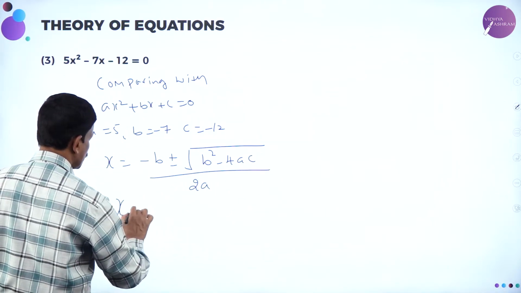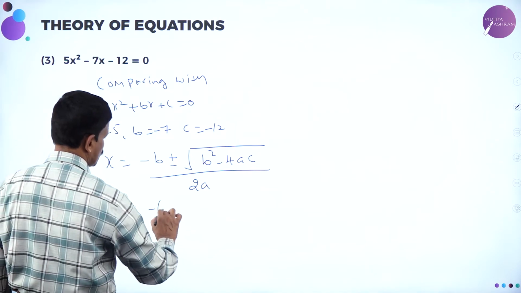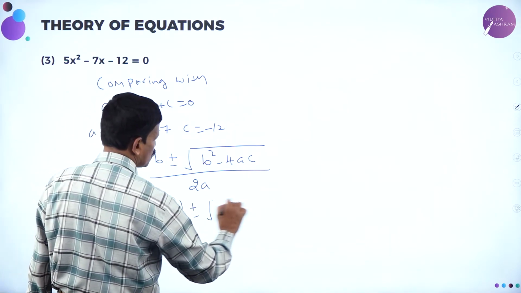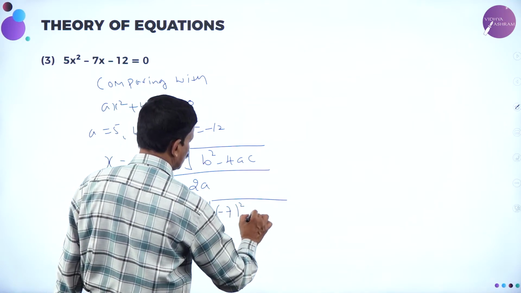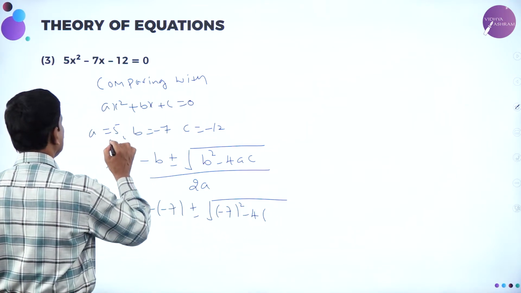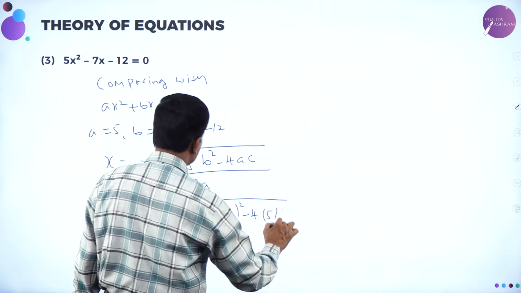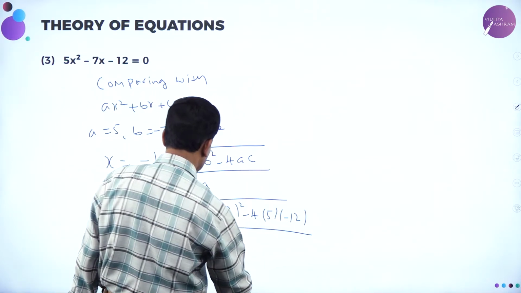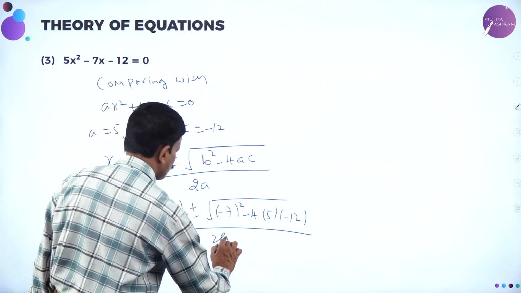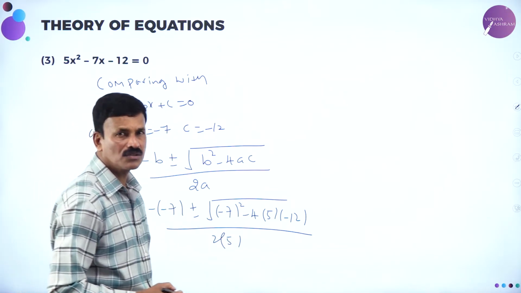2a. Substitute here, x is equal to minus of minus 7 plus or minus root of, what is b? b is again minus 7, minus 7 whole square, minus 4 into a is 5, and what is c? c is equal to minus 12 divided by 2 into a is 5. Simplify this, that's it, okay.